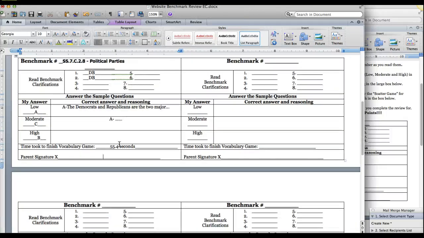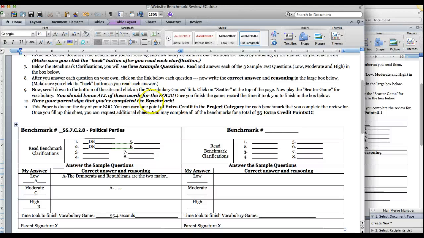Then you will do that for each of the benchmarks. So this is just the first benchmark. There are 35 altogether. I want you to do 1 per day. 1 per day won't take you long at all, and that is a great strategy. It's a proven research strategy called chunking your review that will help you remember this information for the test.